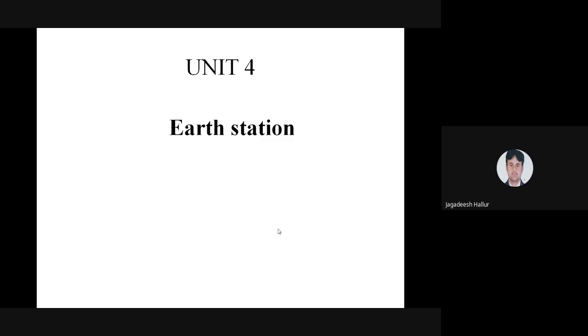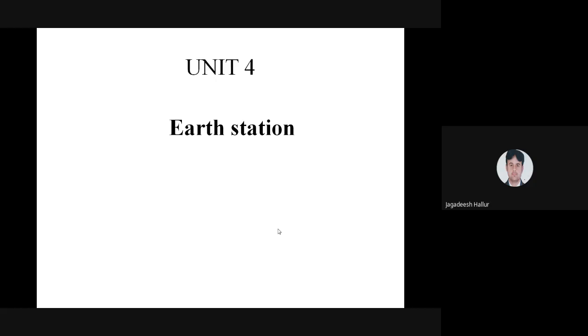In this Earth Station, what do we require? We require parameters, and among them you have to calculate EIRP, that is effective isotropic radiated power. This is very important. EIRP is PT into GT, that is transmitted power and transmitted gain. So this is important for the Earth Station.